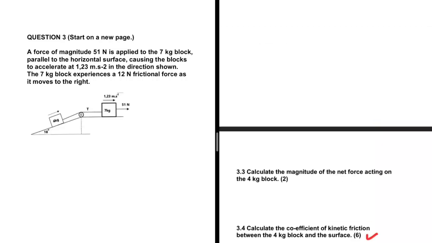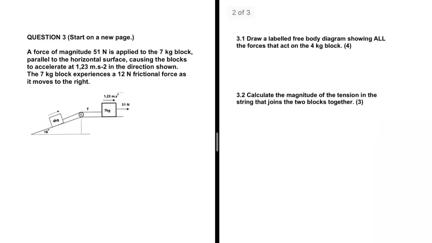But before we do 3.4, let's take a look at 3.1. Draw a labeled free body diagram showing all the forces acting on the 4 kg block. Let's go through our question statement and see what is going on. We have a force of 51 newtons applied to the 7 kg block parallel to the horizontal surface, as we can clearly see, causing the blocks to accelerate at 1.23 meters per second squared in the direction shown. The 7 kg block experiences a 12 newton frictional force as it moves to the right.